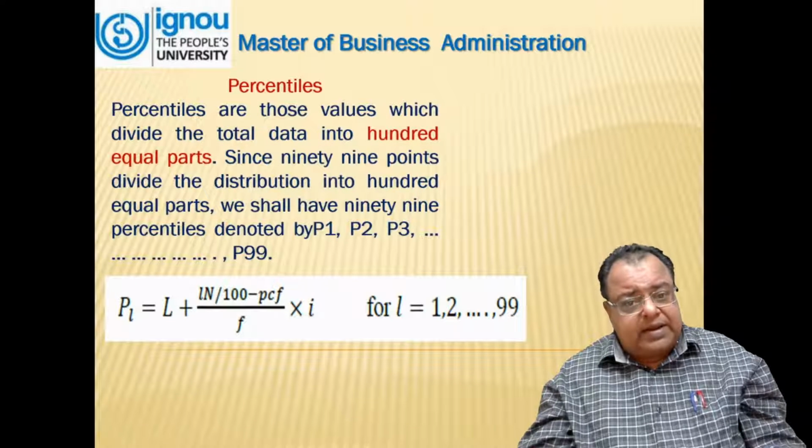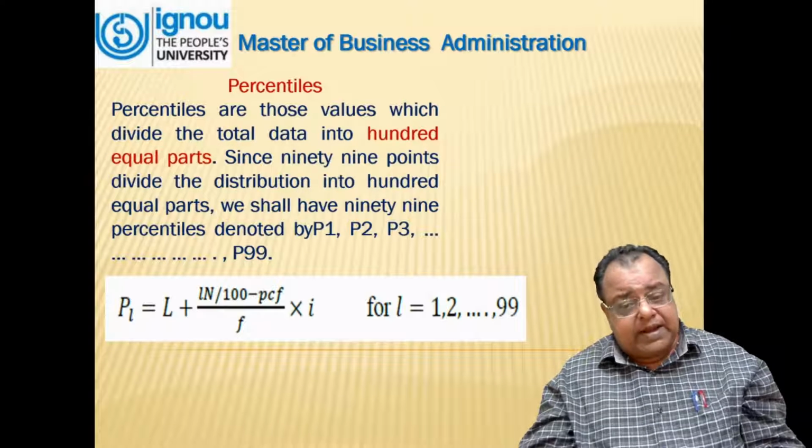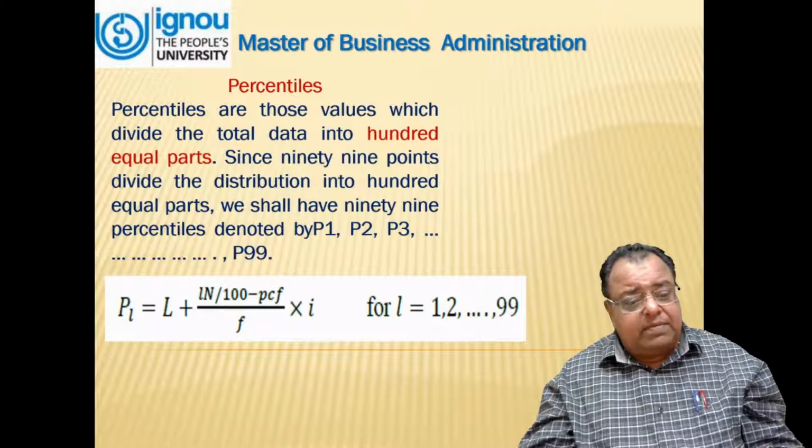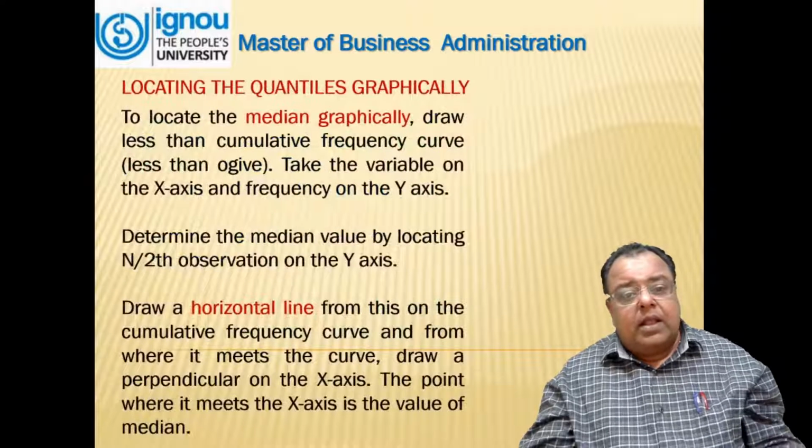For percentiles, the total data is divided into 100 equal parts. In between, we will have P1 to P99. So Pk will be equal to L plus kn by 100 minus PCF upon f into i, where k takes the value from 1 to 99.